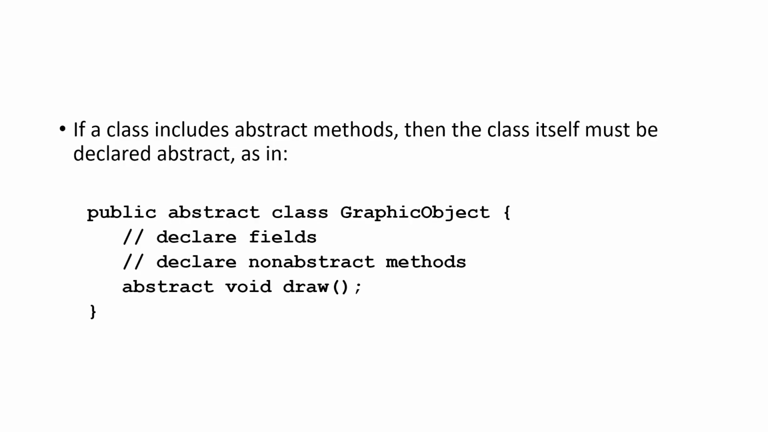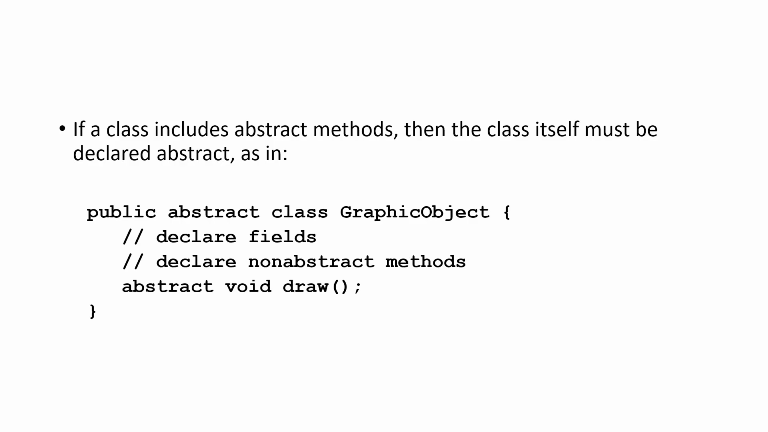Okay, so for example, public abstract class GraphicObject, and it can contain fields, that is data members. These data members need not be static and final like they are in case of interfaces. In case of interfaces, the data members are public static final. Whereas in case of abstract classes, your fields or your data members can be private, can be protected, can be default. Okay, there is no restriction.